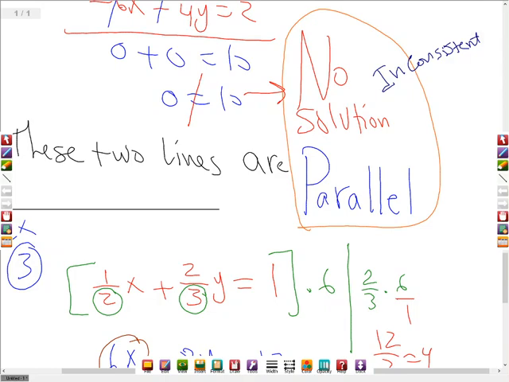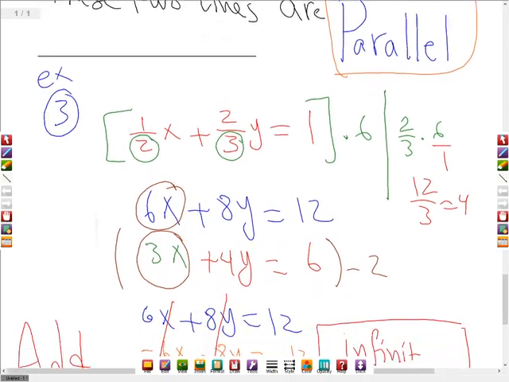Also forgive my handwriting. You know, most math teachers have bad math handwriting.